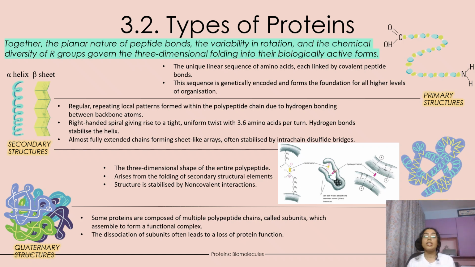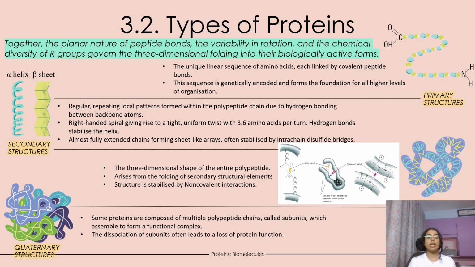Tertiary structures. The three-dimensional shape of the entire polypeptide arises from the folding of secondary structure elements. Structure is stabilized by non-covalent interactions. These non-covalent interactions include hydrophobic interactions, ionic bonds, hydrogen bonds, van der Waals forces, and disulfide bridges in some proteins. This is the most thermodynamically stable conformation. Examples include antibodies.